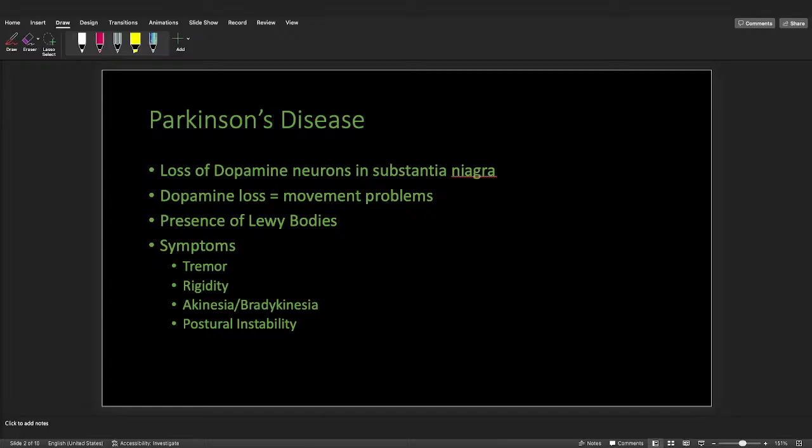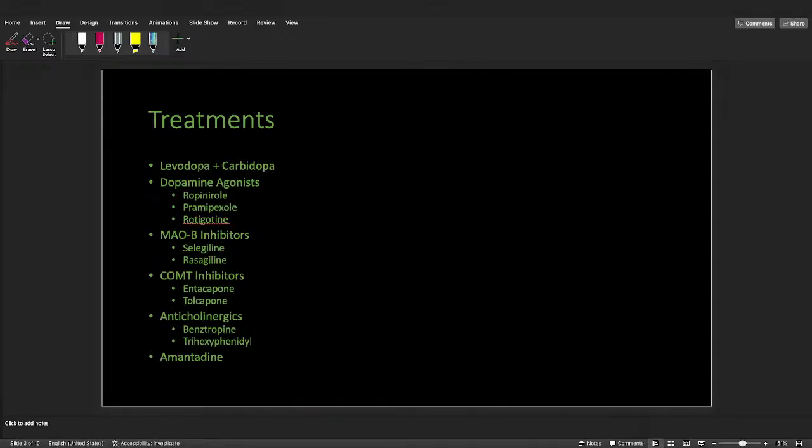I also wanted to let you all know, do not get confused between Parkinson's disease and Alzheimer's disease, okay? The treatments are different. Alzheimer's is the dementia form, with memory loss and things like that. This is the movement problems. So do not get the two mixed up. Let's take a look and see what the treatments are.